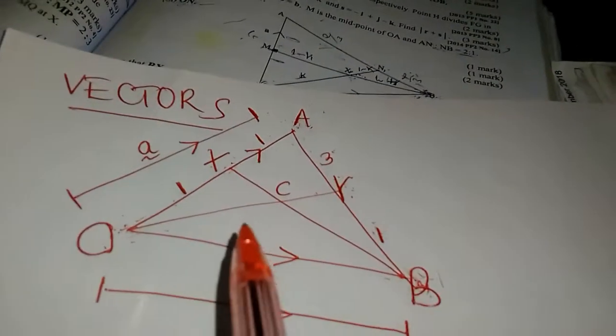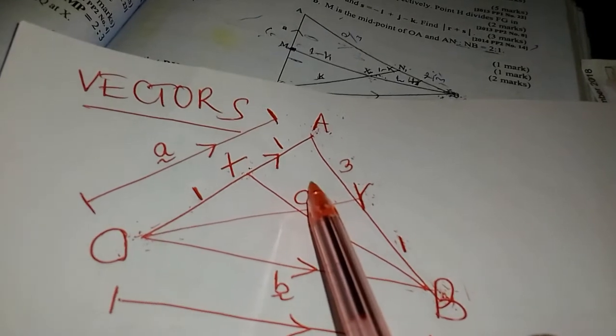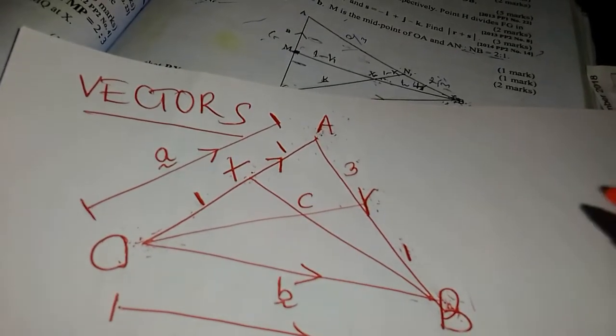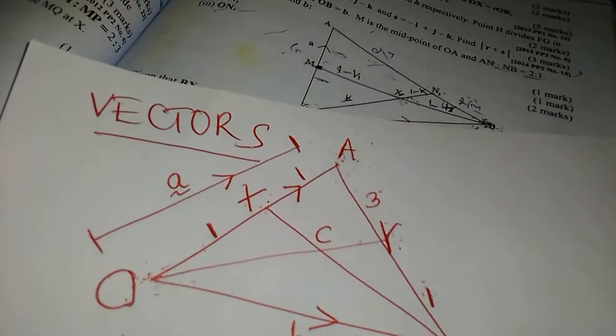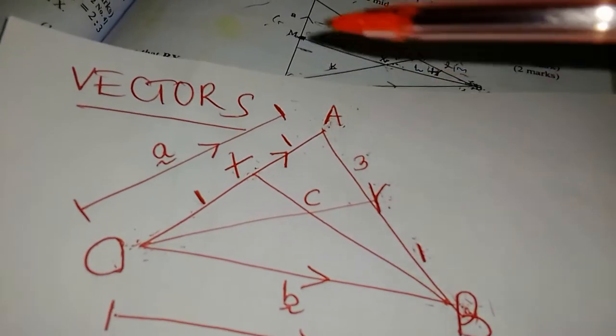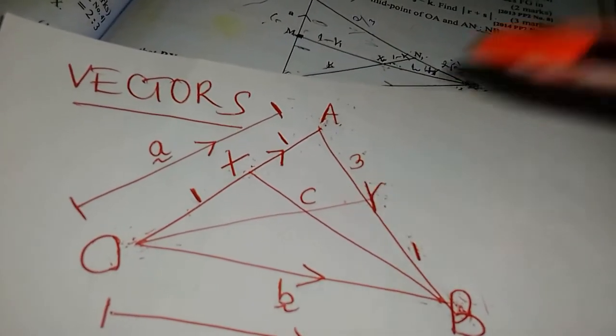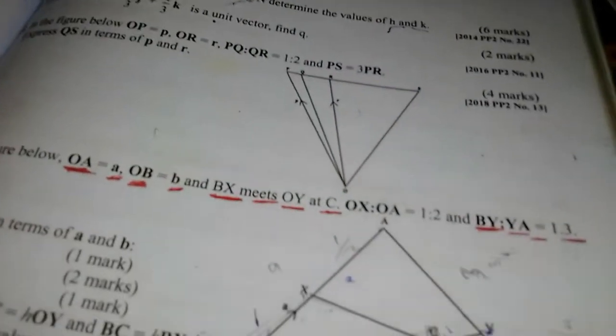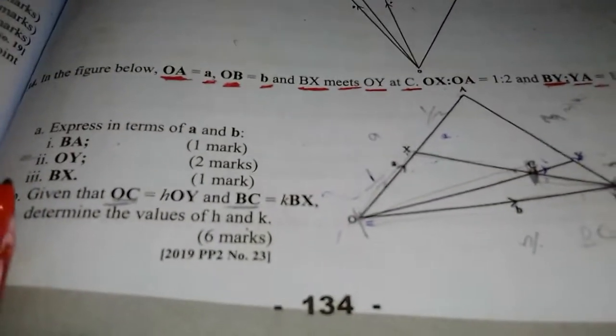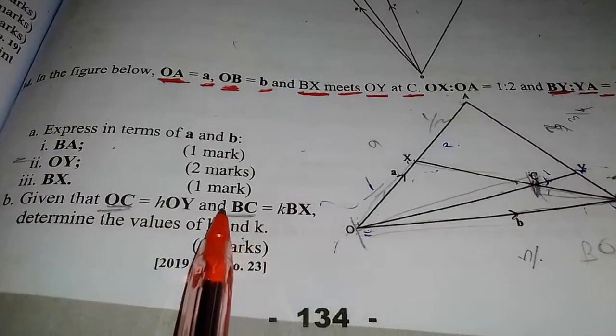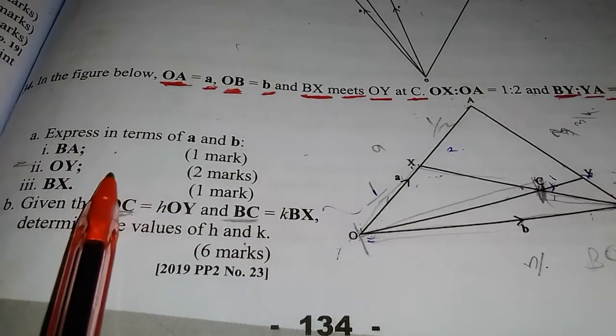You can see this is OC, and this is BA, and this is BY. So the question is asking us to determine the values of H and K if OC is HOY and BC is KBX.